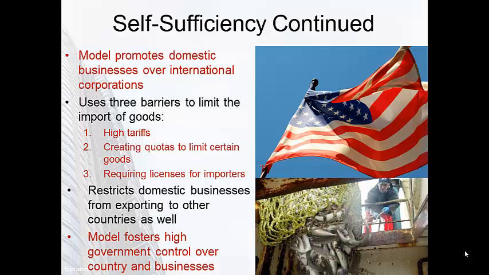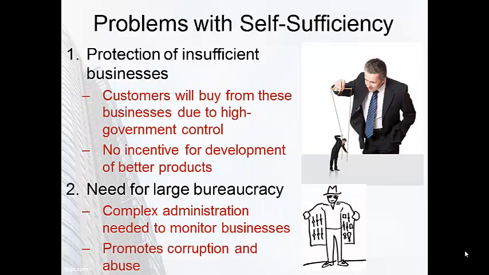One big drawback, this model fosters high government control over the country and businesses. You need a very, very strict type of control in order for this to successfully develop, as funds need to be allocated across different regions and across different sectors, as well as controlling items coming into the country. Here are the problems. Well, it protects inefficient business. So customers, no matter what, are going to buy domestic products. We just said that, due to high government control, there's literally no incentive to develop better products or to increase technology to develop better products. Your customers will always be there.